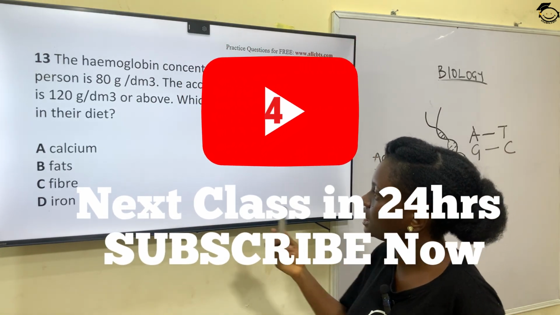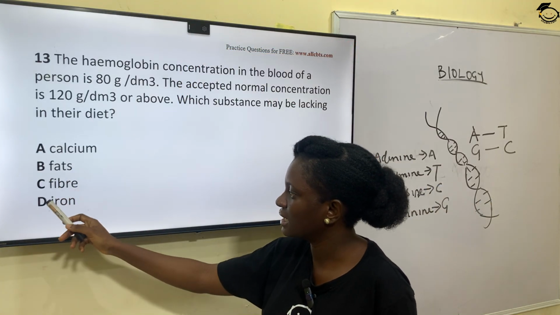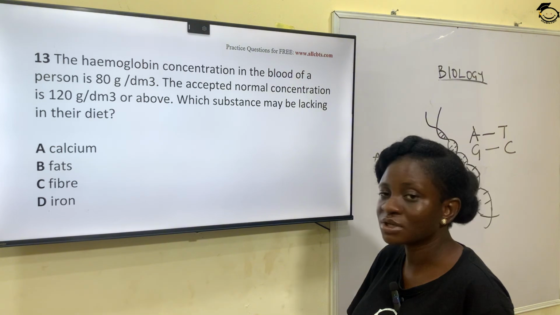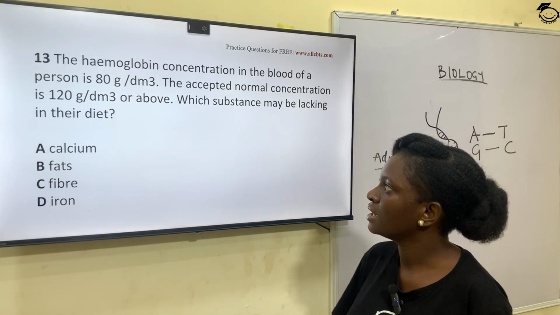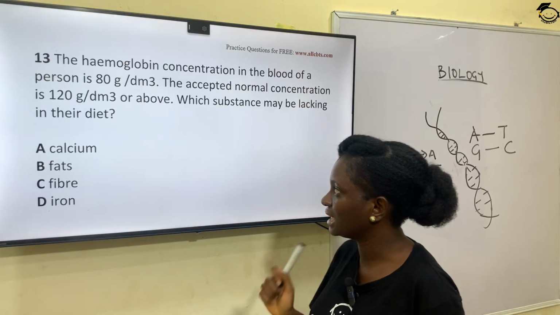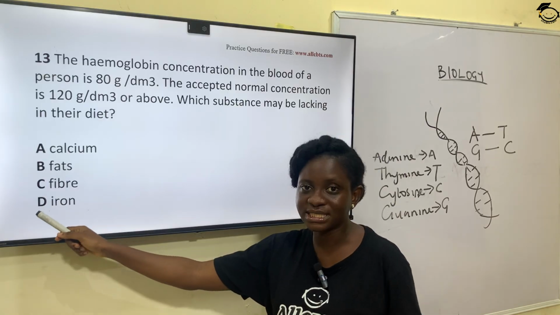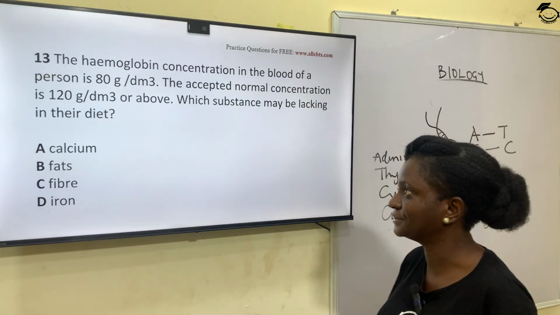So A, calcium, B, fat, C, fiber, D, iron. If someone is anemic or has a low blood level, iron is lacking in the diet. So option D is the correct answer, iron.